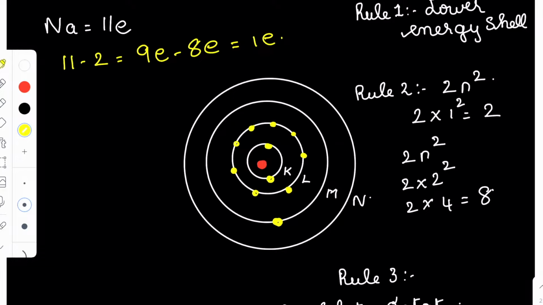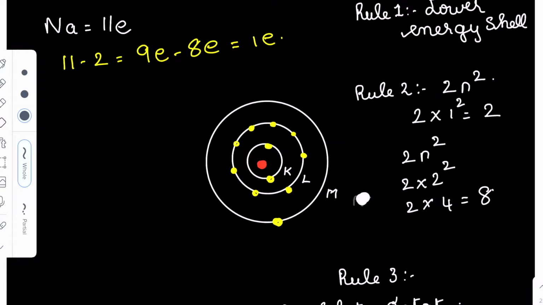But what is the third rule? The third rule is the outermost energy shell must complete its octet. Now, here in the case of sodium, the outermost energy shell is M. So, I am not going to take N. So, it has only 1 electron. Now, sodium is highly unstable because it has only 1 electron in the outermost energy shell. It's waiting to combine with somebody else to become stable.